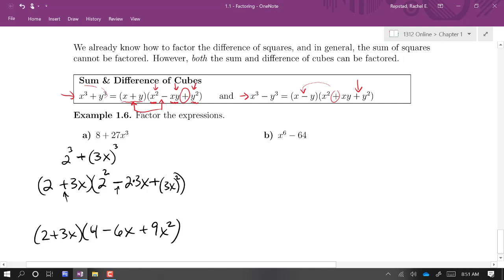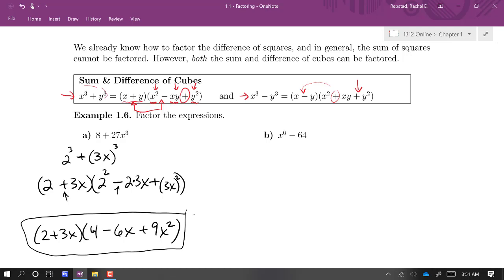This quadratic, or this trinomial, that you have at the end, that big factor, is usually irreducible. So you could try to factor that further, like unfoil it, but I don't think you'll get anywhere with that one.